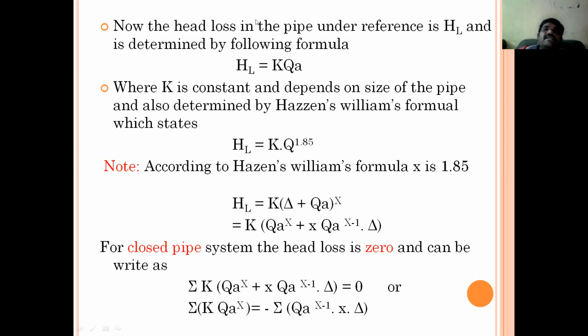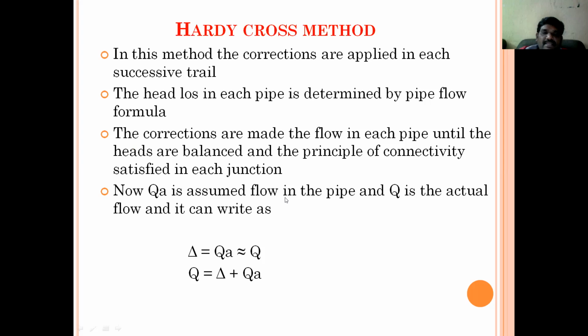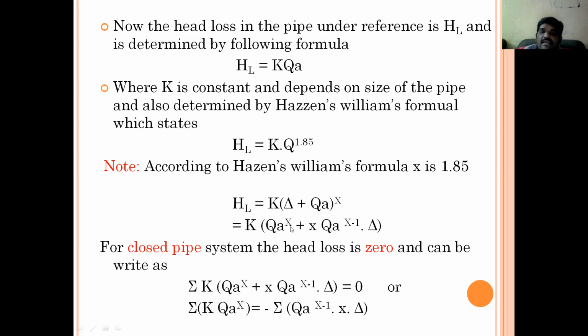You must remember. See here, HL, the head loss in the pipe under reference, is HL. And it is determined by the formula. How can you determine the HL? It is this formula, where K is a constant, it depends on the size of the pipe, and is also determined by the Hazen-Williams formula, which states HL equal K into Q power 1.85. And the same equation we are writing here, instead of 1.85, we are substituting X. From where it comes? Simply in the previous step, Q equal to delta plus QA. And we are just re-elaborating the equation to solve it.